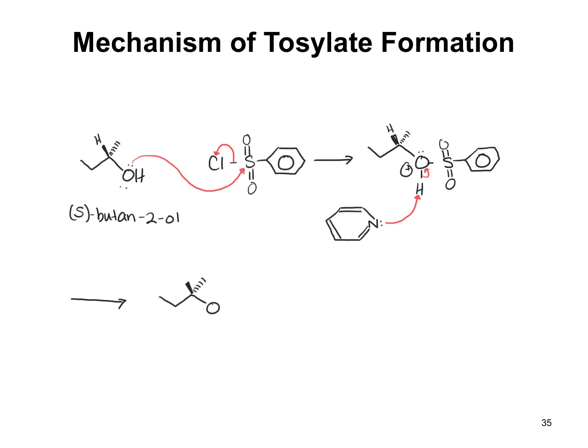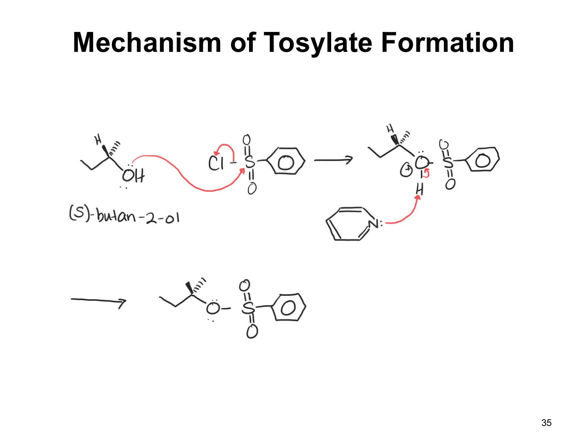And now what we find is that the configuration is retained. So when we add that tosylate group, which is a good leaving group, we don't change from R to S. We keep our configuration the same. The reason this happens is because the carbon-oxygen bond here isn't broken when that tosylate is formed.